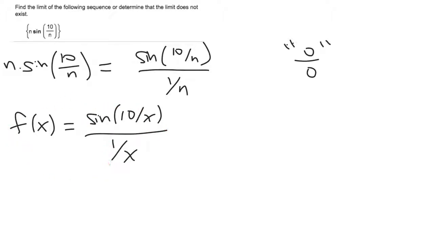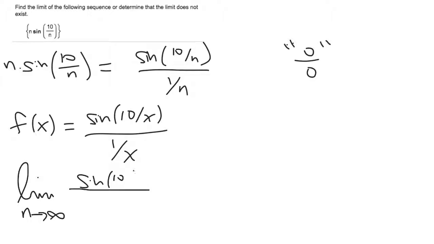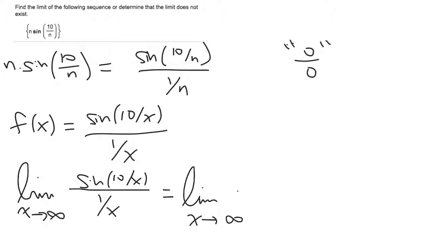And in this case, both the top and the bottom here look like things we have normal derivative rules for, and so it does look like L'Hopital's rule will be helpful. So L'Hopital's rule says that this original limit of sine of 10 over x divided by 1 over x, oops, I already wrote n there right after saying that, it should be x. So as x goes to infinity, the limit of this ratio is the same as the limit of the ratio of the derivatives of the top and the bottom.